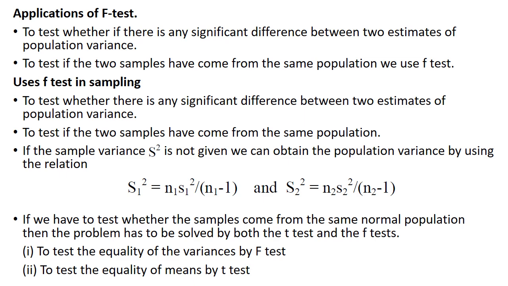And the uses of F test in sampling is that it is used to test whether there is any significant difference between two estimates of the population variance, and it is also used to test if the two samples come from the same population. And if the sample variance S square is not given, we can obtain the population variance by using the relation S1 square is equal to N1 s1 square by N1 minus 1, and similarly for S2 square. And if we have to test whether the samples come from the same normal population, then the problem has to be solved by both t-test and F-test. To test the equality of the variance, we are going to use F-test, and to test the equality of means, we are going to use t-test.